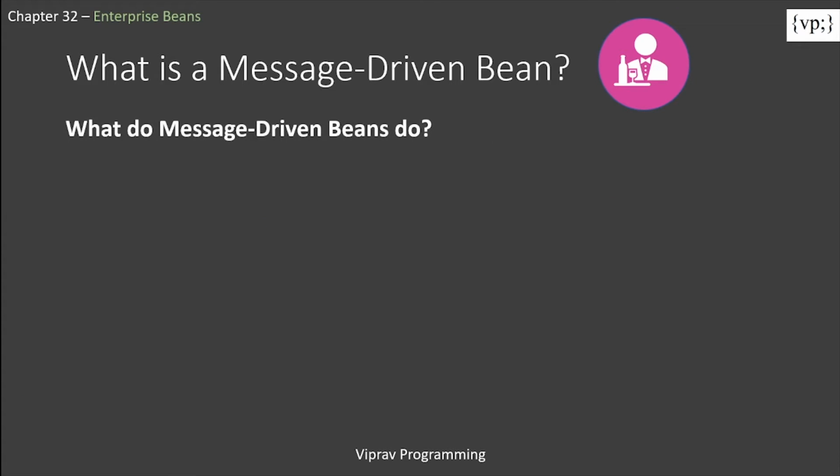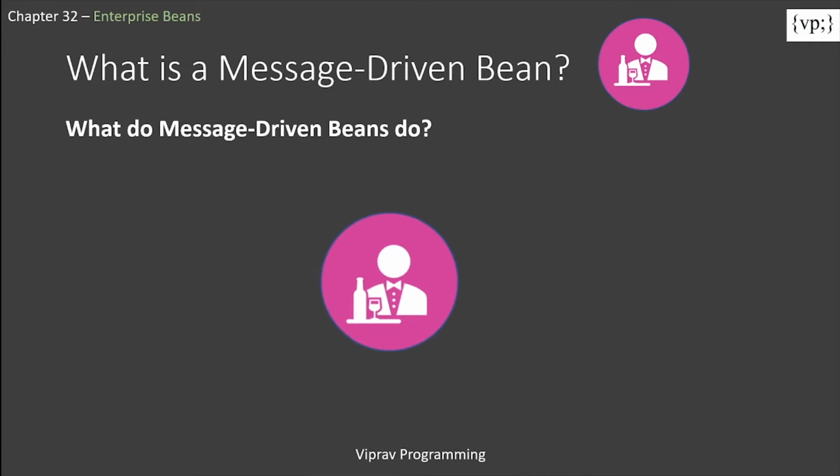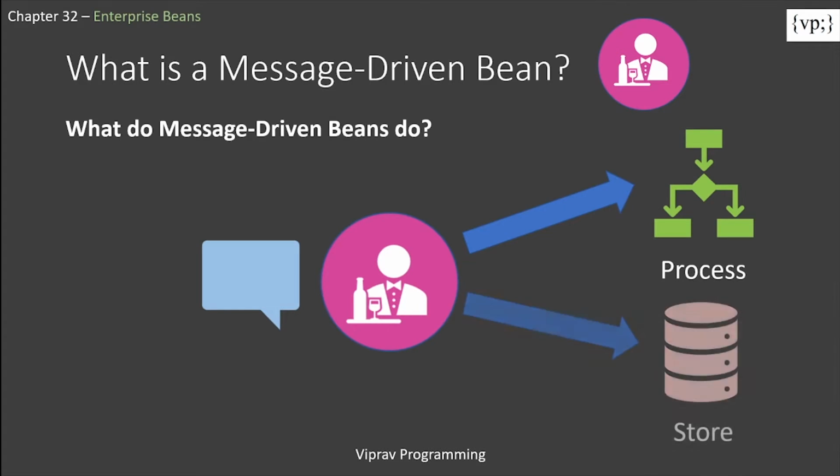So what do message-driven beans do? Message-driven beans are similar to stateless session beans in the way that they can be activated by any client's message and they do not need to hold any data or any conversation with the client, which is what the word stateless means. Message-driven beans activate when a message is received. The bean's onMessage method is called to process the message, and then the onMessage method can call helper methods or other session beans to process the message. Otherwise, the message could also be stored in a database.